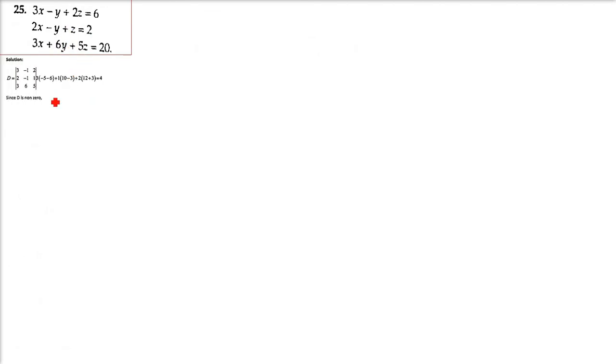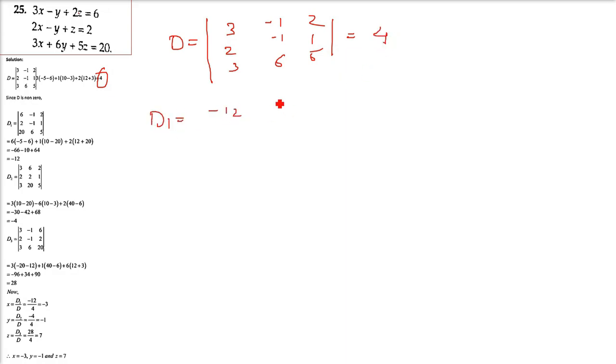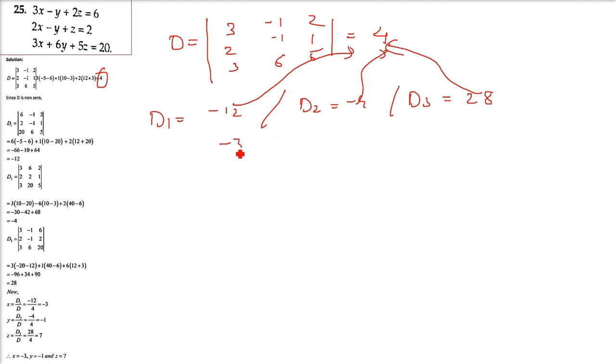It has not been asked whether it is inconsistent, consistent, or which kind of thing. So you just have to compute D first. So it will be 3, 2, 3, minus 1, minus 1, 6 and 2, 1, 5 like this, D. When we compute this, it is going to come as 4. And when we compute D1, the first column 3, 2, 3 is replaced by 6, 2, 20, it will be minus 12. D2 will replace minus 1, minus 1, 6 by 6, 2, 20, it will come as minus 4, and D3 will come as, when we replace 2, 1, 5 by 6, 2, 20, 28. So when you divide, x will be minus 3, y will be minus 1, and z will be 7. So this is x, y, z.